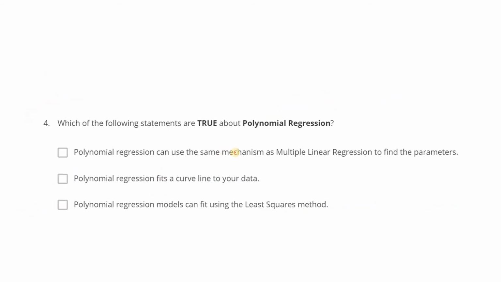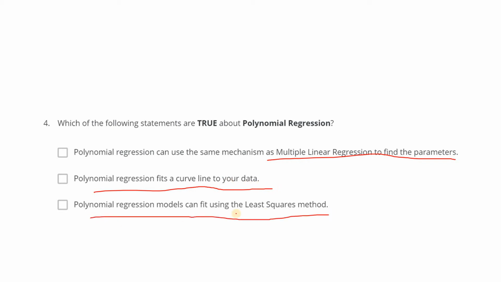Which of the following statements are true about polynomial regression? Polynomial regression can use the same mechanism as multiple linear regression to find the parameters. Polynomial regression fits a curved line to your data. Polynomial regression models can be fit using the least square method. Pause my video, try to think about the correct answer. Here I am explaining. No doubt this answer is correct, because it fits a polynomial shape curve on our data.